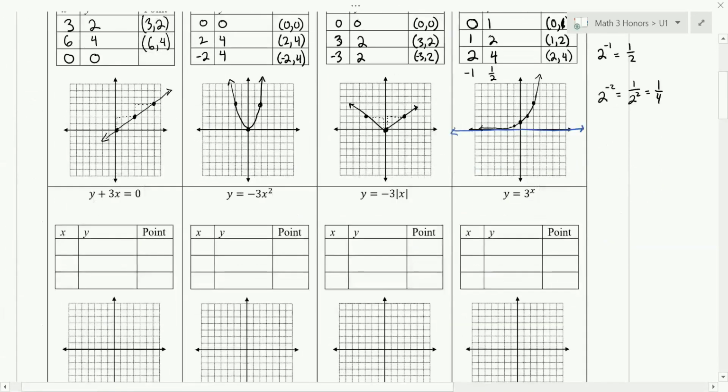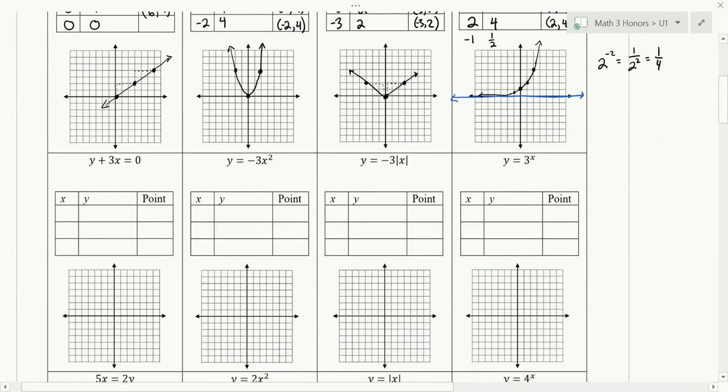All right. So I have 4 graphs below this, and I want you to do what we just did. Okay, I want to give you a few minutes to find 3 points and graph it.